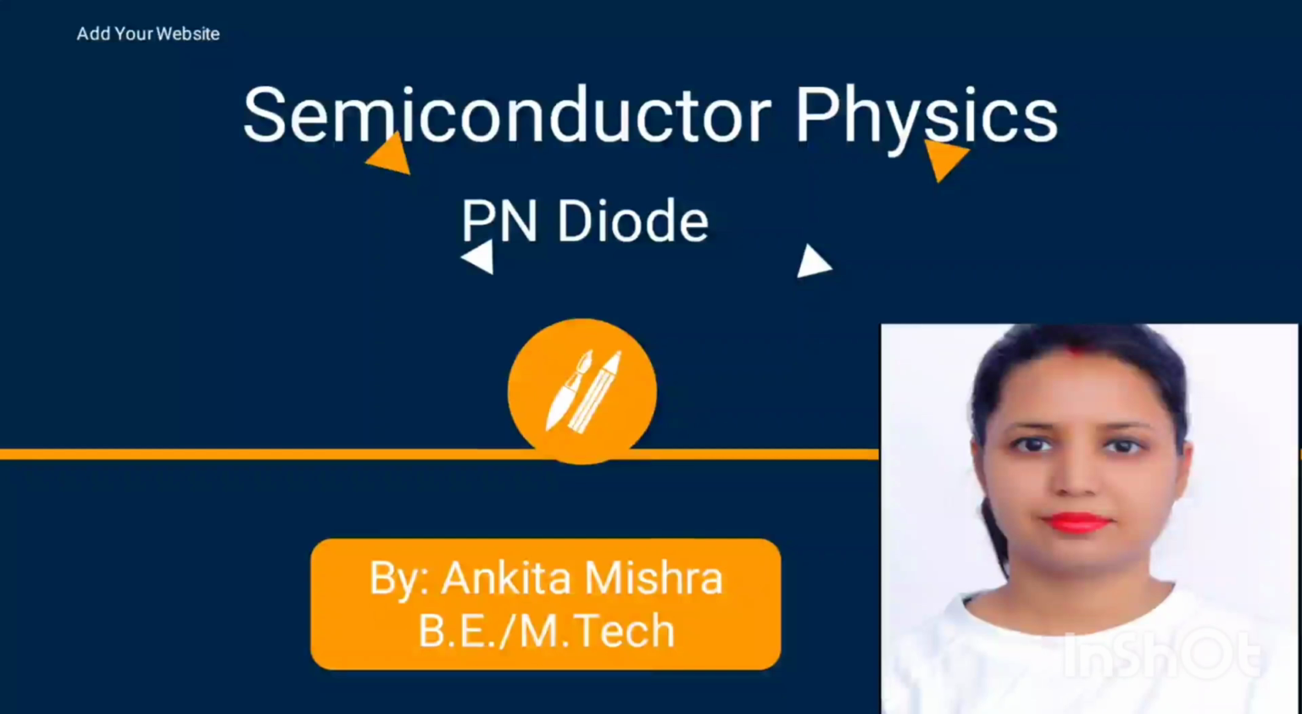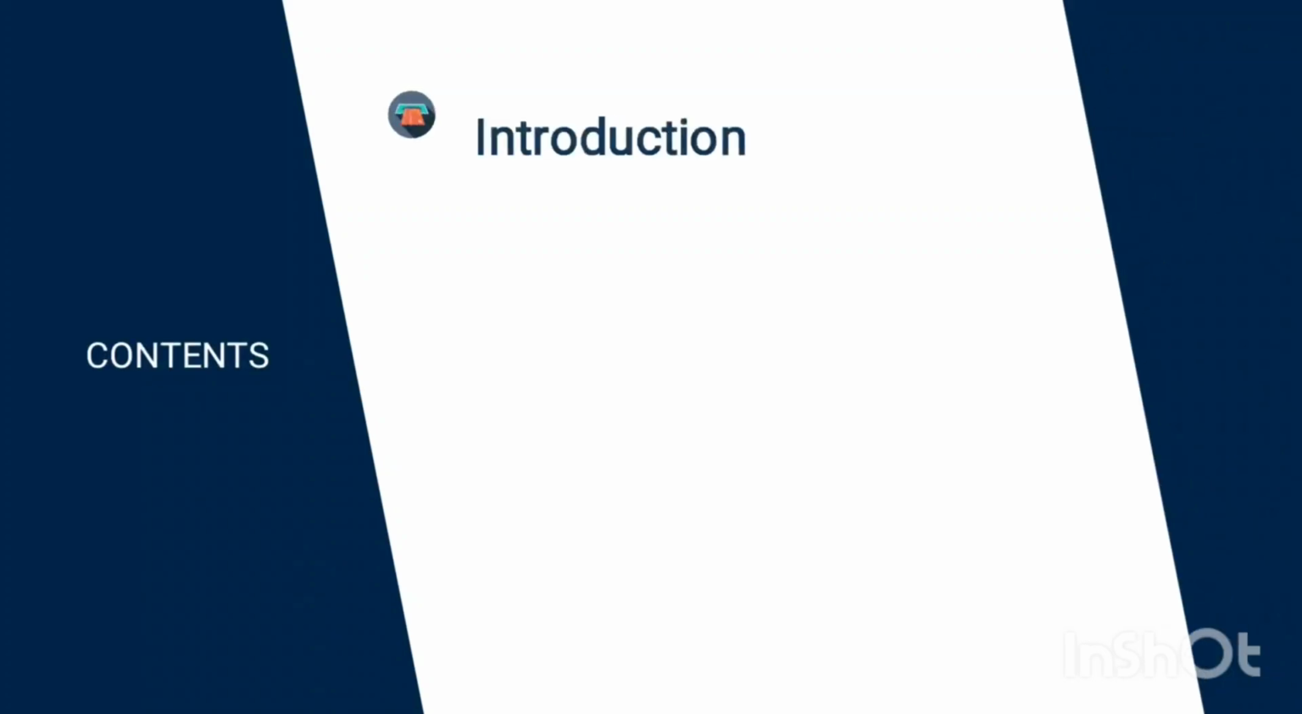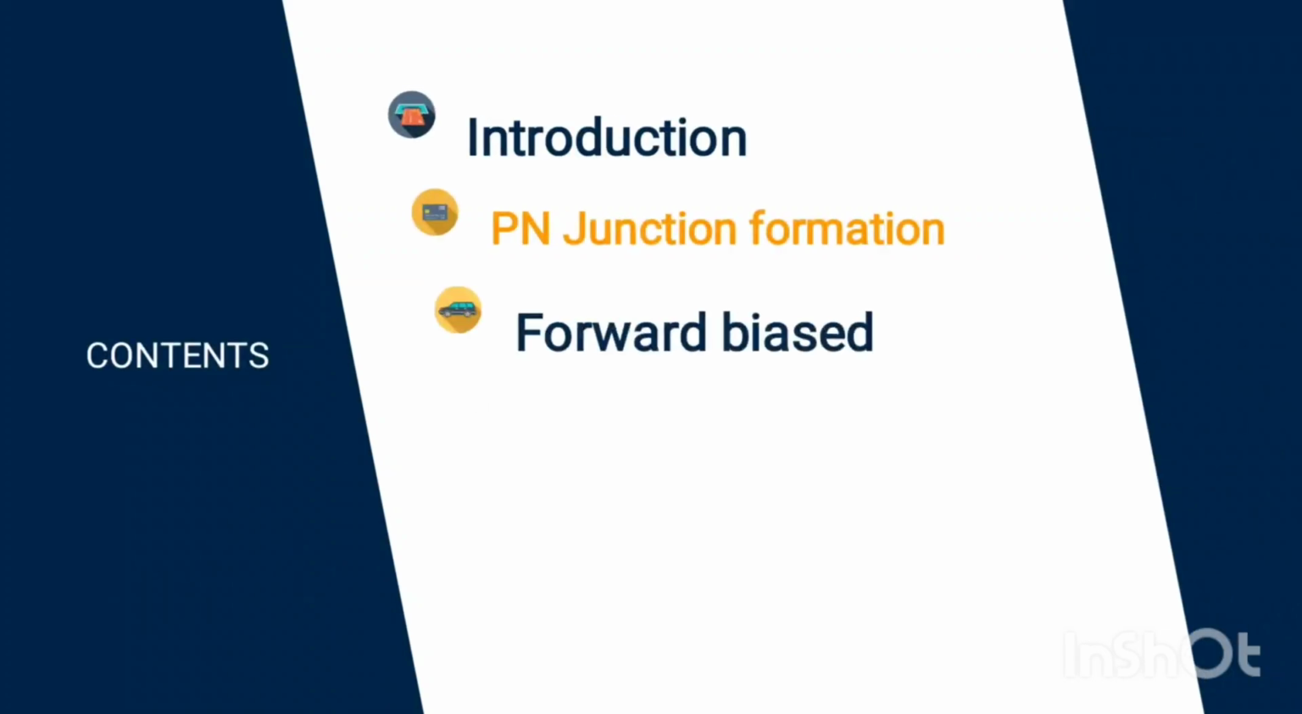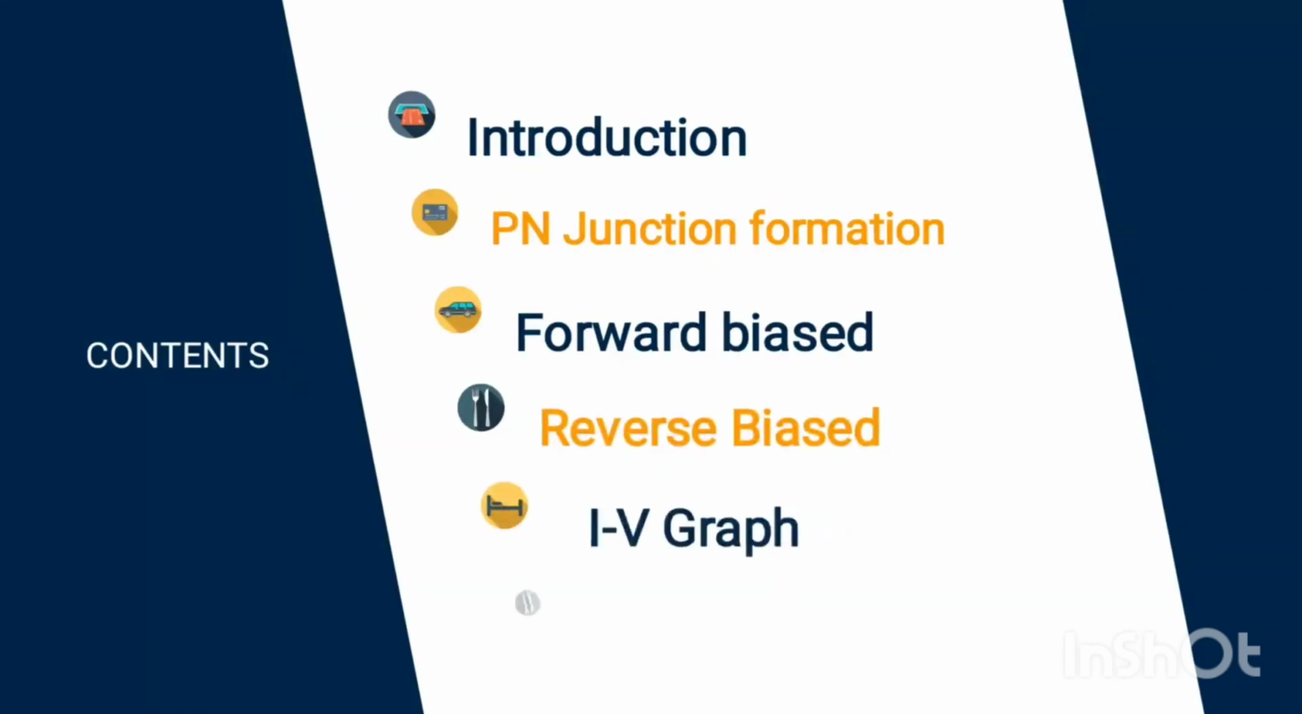So in semiconductor physics, I have taken the topic PN diode that is used basically in every electronic device that you have used or are using in day to day life. So my presentation contains a few contents, that is introduction of the topic, PN junction formation, forward biased PN junction, how a reverse biased PN junction works, its VI characteristic, and at the end I will conclude the topic in short.